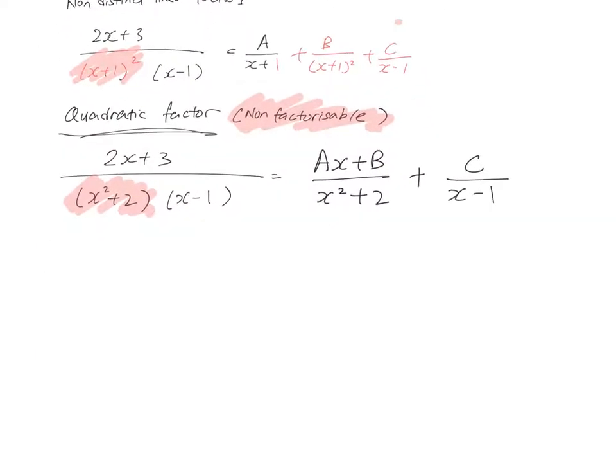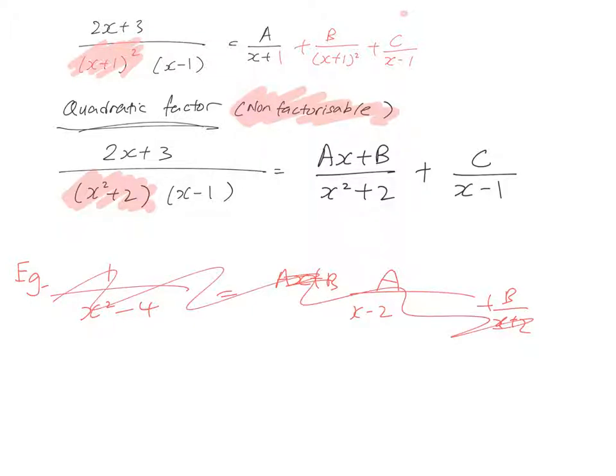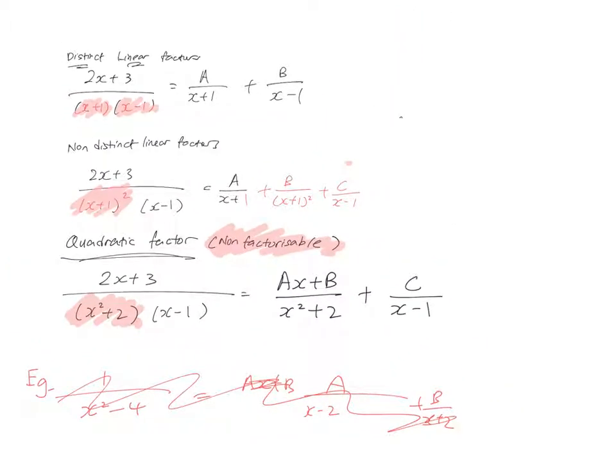For example, if I put 1 over (x squared − 4), can I say this is (Ax + B)? No, it is (x − 2)(x + 2). So we must write it as A over (x − 2) plus B over (x + 2). This is not the same as case 3. Then quickly, how do we solve this?